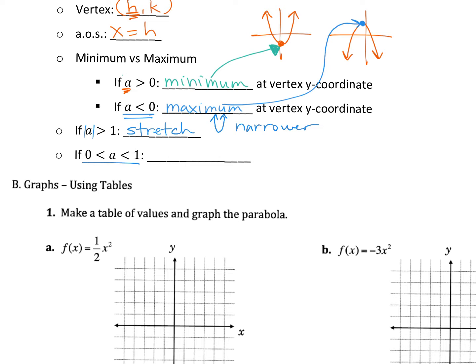Whereas if your A value is a fraction, so 1/2 or 2/3 or 2/7, if that A value is something between 0 and 1, then it's called a compression. And a compression is like pushing down on that and your arrows go out to the side. So a compression is going to make it a wider graph.